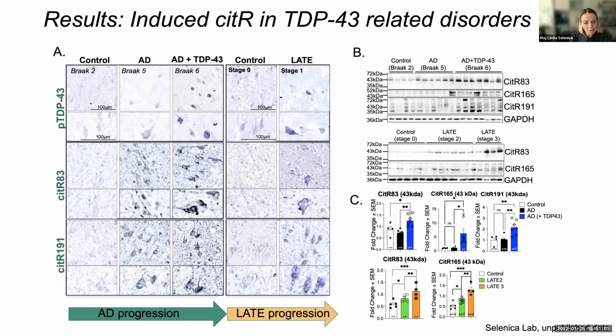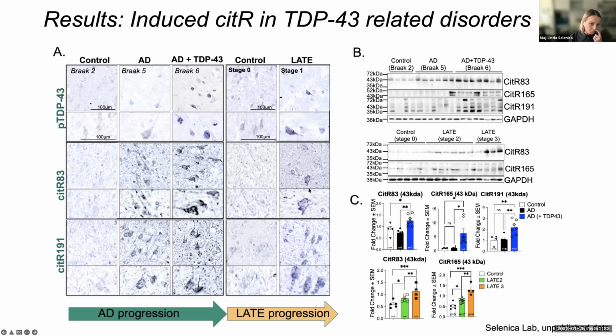Next, we ask whether citrullinated TDP-43 is bona fide and exists in disease states. As I mentioned, citrullination of TDP-43 is not described in the literature. For that, we returned to the postmortem brain tissue and looked at both Alzheimer's disease brain tissue as well as LATE, where we confirmed the presence of citrullination in Alzheimer's disease with TDP-43 pathology, as well as demonstrated for the first time the presence of citrullinated TDP-43 early in LATE progression at stage 1.